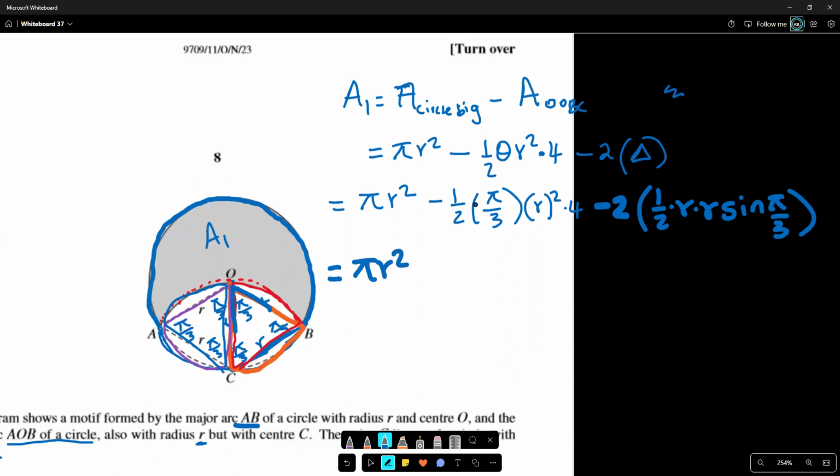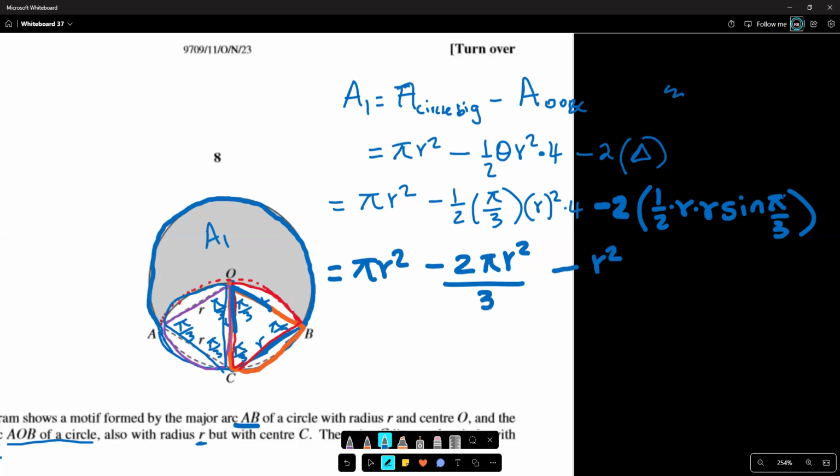If you check here, you're going to have negative half times 4, which gives you negative 2. So you're going to have negative 2 pi. The r squared will just be there. The 3 will just be there. All right? And then here, negative 2 and the 2 will cancel. So you're left with minus r times r, it's r squared.